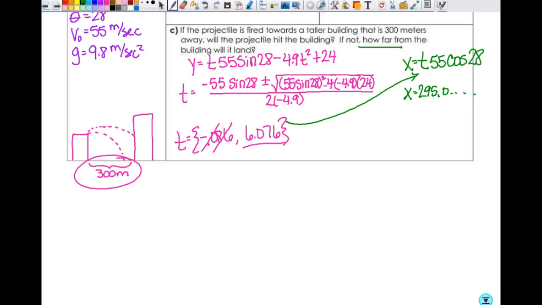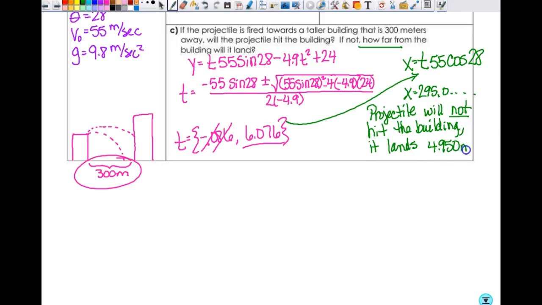So I need to subtract that from 300 and then say the projectile will not hit the building. It lands 4.950 meters away. There you go. So as soon as you have this done, you can come ask me any questions that you may have and get your assignment and get started.